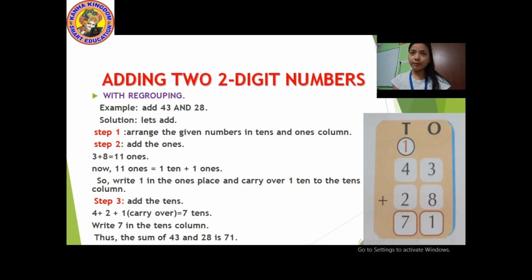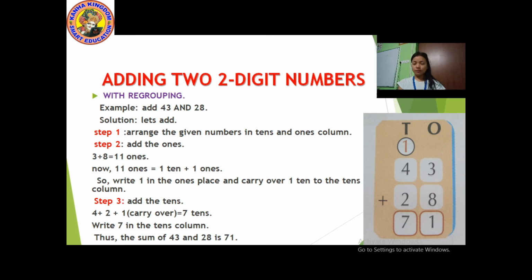Now we are going to learn about adding two-digit numbers with regrouping. We already learned adding two-digit numbers without regrouping, right? So now we are going to learn adding two-digit numbers with regrouping. Okay student, now let's start. To understand this topic, I take one example. Add 43 and 28. Okay student, first we have to add this 43 and 28. Okay, let's start.